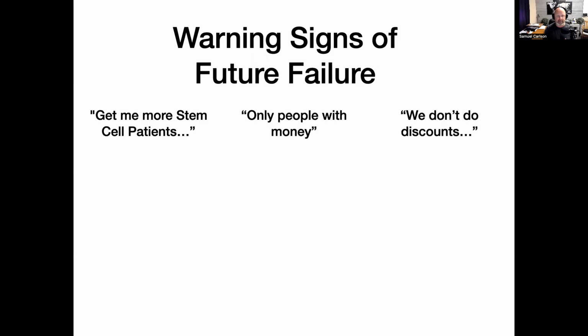And I hear things like, listen, I just want you to get me more stem cell patients. I only want people who have a bunch of money, right? I want to make sure that you do the special targeting that I heard somebody say they could do. Or we don't ever do discounts, that's discounting our service. Let me just clue us back really quick to where everything goes off the rails.